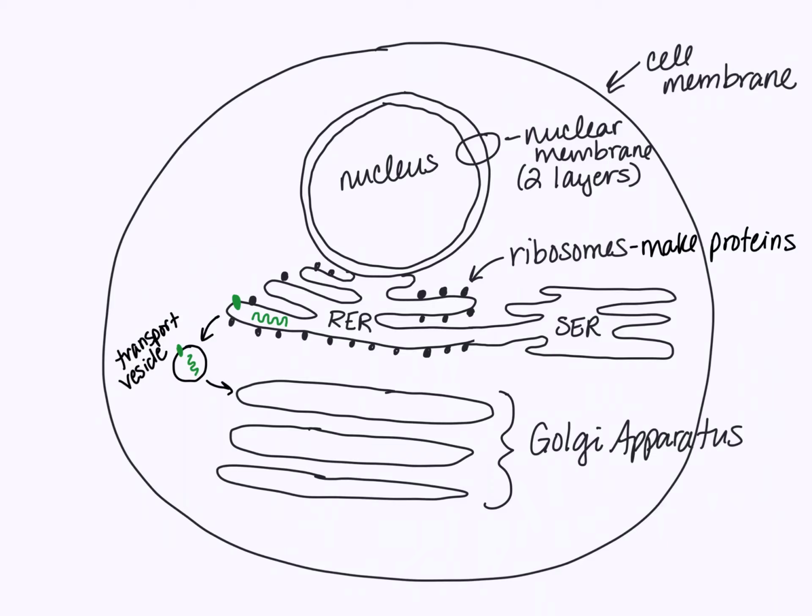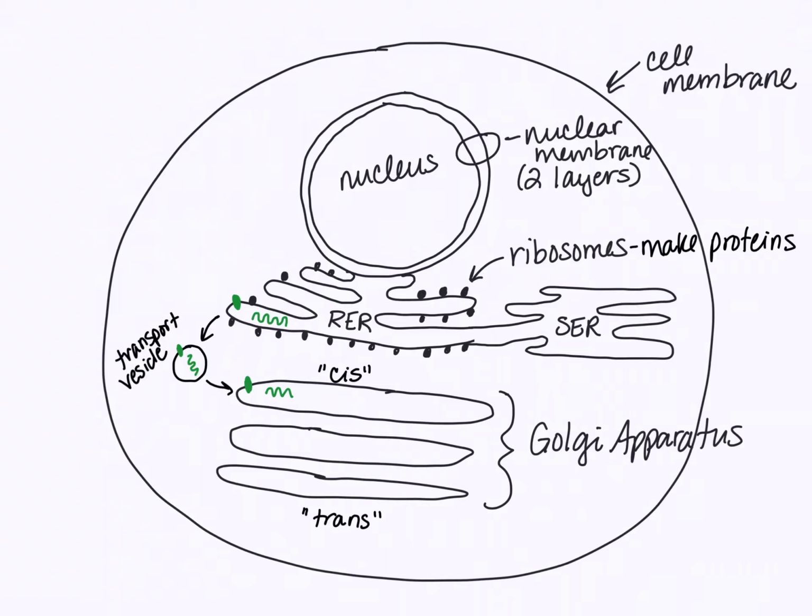And the edge of the Golgi apparatus that is on the same side as the rough endoplasmic reticulum is called the cis side. And then the edge or the side furthest away from the rough endoplasmic reticulum is called the trans side. So what happens is that this transport vesicle ultimately ends up fusing with the membrane of the Golgi apparatus. And so the protein is now inside the Golgi apparatus, or it's embedded in the membrane of the Golgi apparatus.